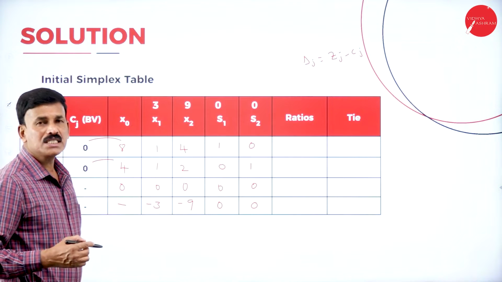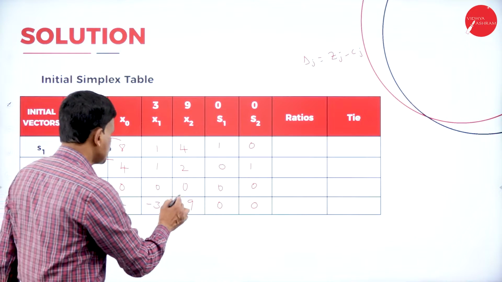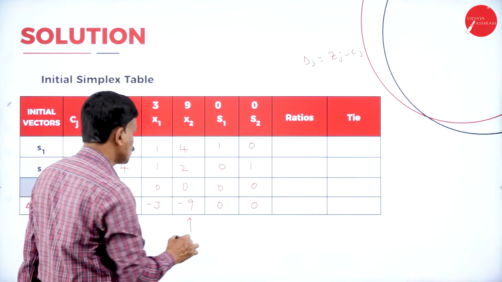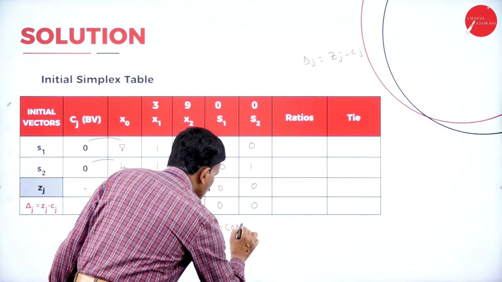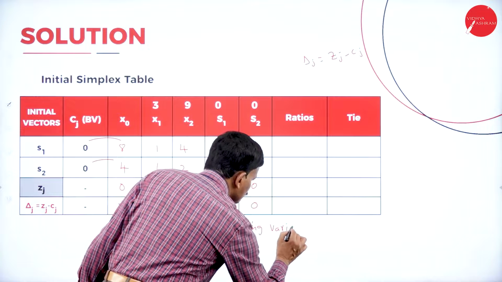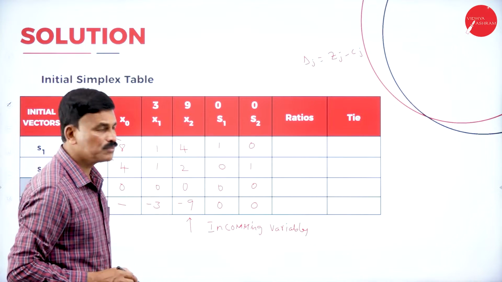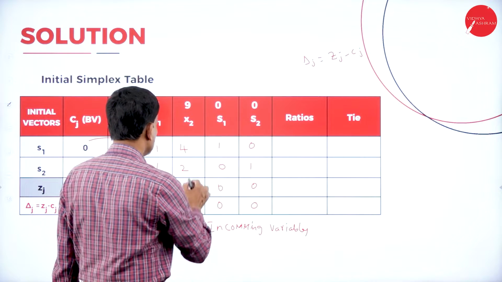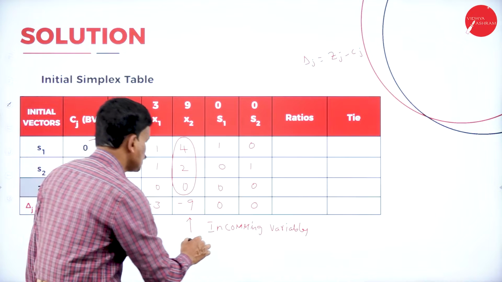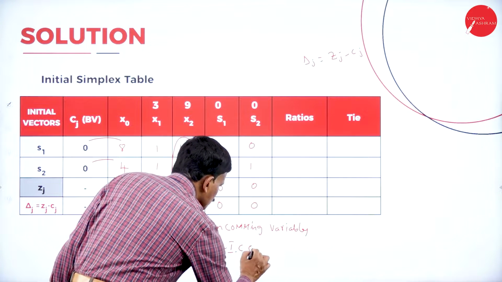Now identify the most negative value in delta j. In delta j, the most negative is minus 9. Therefore, this is the incoming variable, and that column is the incoming column. That means x2 is the incoming column.